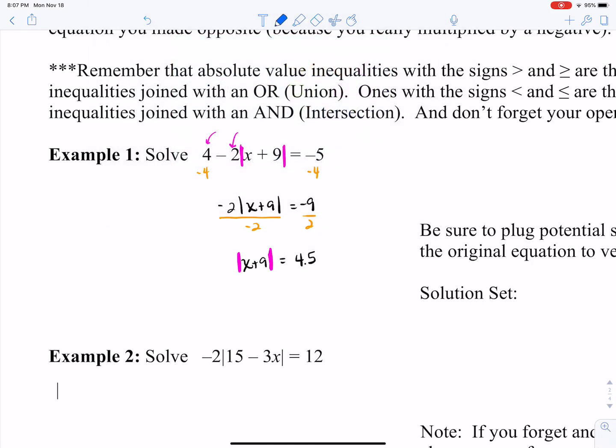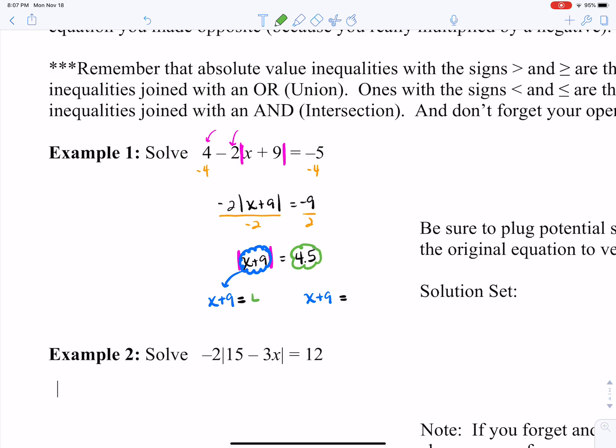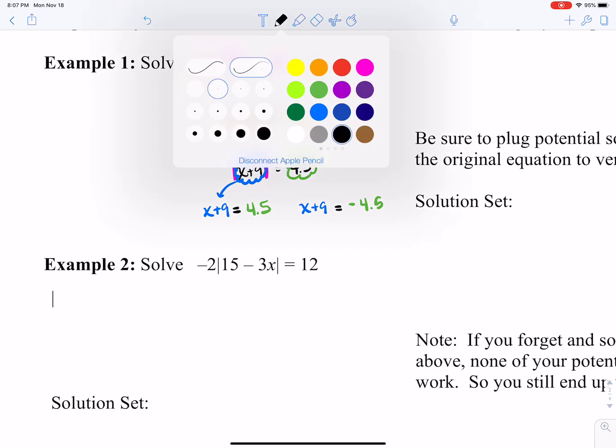Look inside. Notice that inside there's x plus 9. I want you to take that. Take the contents out. Write it down. Do not change a thing. We're going to take that and set it equal to the positive version of 4.5 and the negative version of 4.5. And then we're going to solve each equation. Notice I took the blue out of the absolute value bars, so now I can easily subtract 9 from each side.